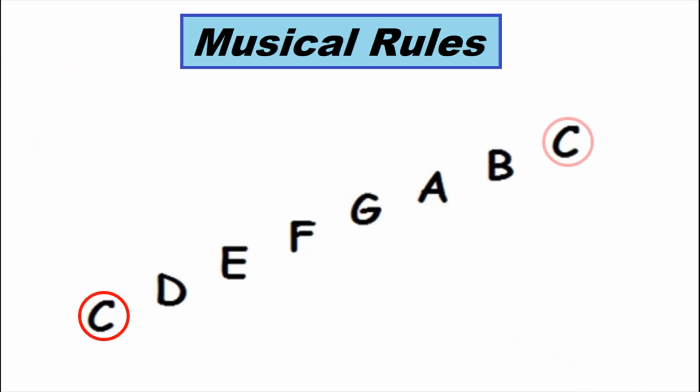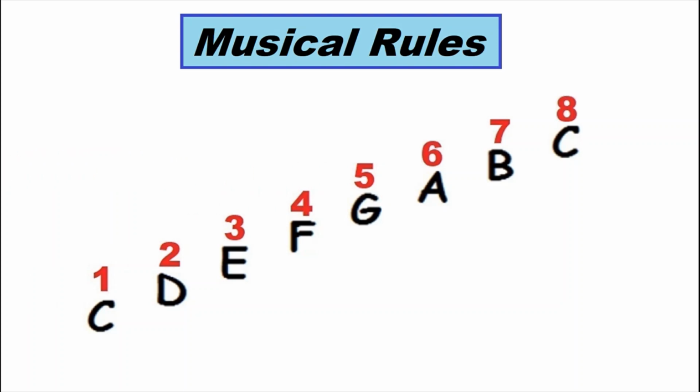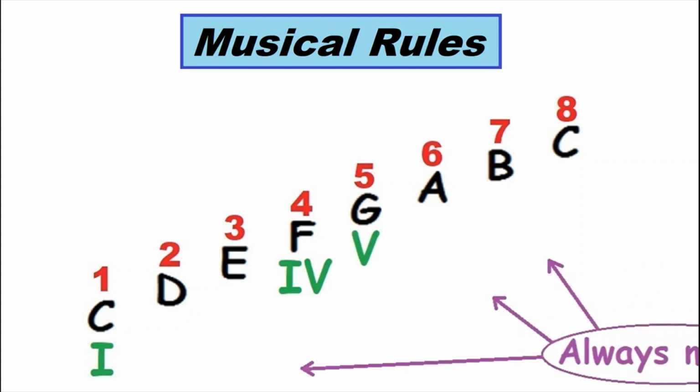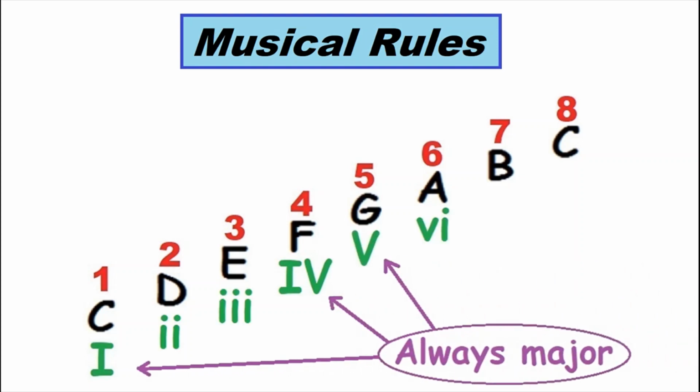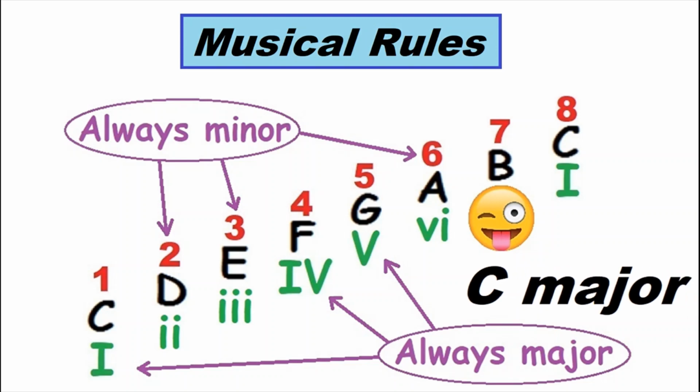Before we go on, it's helpful to brush up on some of our musical rules and labeling procedures, beginning with a C major scale, C to C. We know that we label notes with Arabic numerals 1, 2, 3, 4, 5, 6, 7, and 8, and we label chords with Roman numerals, remembering that the 1, 4, and 5 are always major, 2, 3, and 6 are always minor, 7 is diminished, and 8 is also a 1 chord. We've got some rules for minor too, but we'll get to that later. For now, our C major rules are what we need.